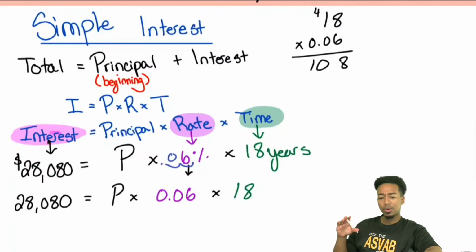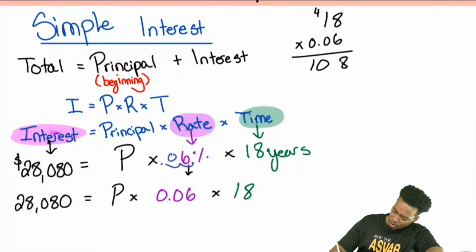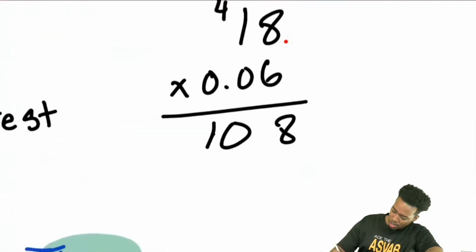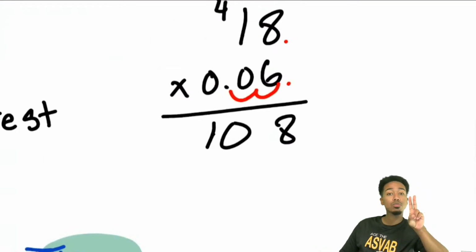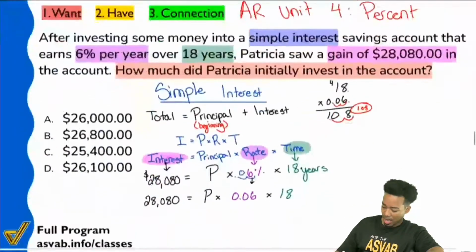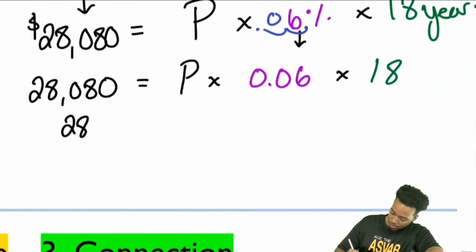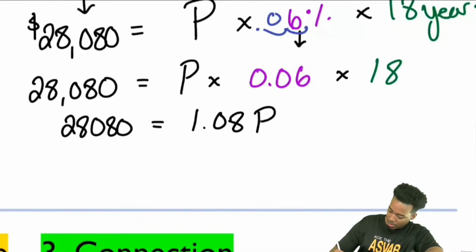Everybody, at the end of the day, what do we do with the total number of decimals? Because we kind of ignored that in the beginning. What do we do with those decimals again, just as a refresher? Yeah, we're going to bring them back. So we have none here, and then 1, 2 here. So we have a total of 2 decimals that we're going to bring back. And that's going to be 1.08. So if I bring this back, we have 28,080 equals 1.08 times P.